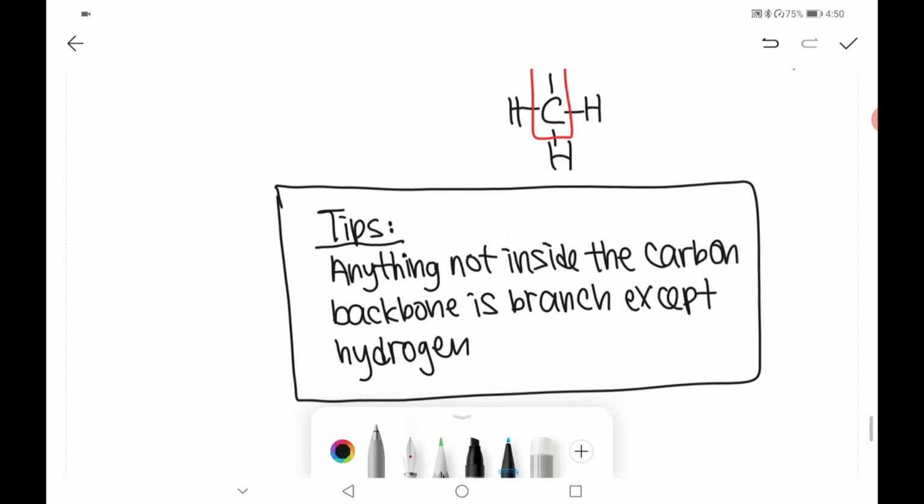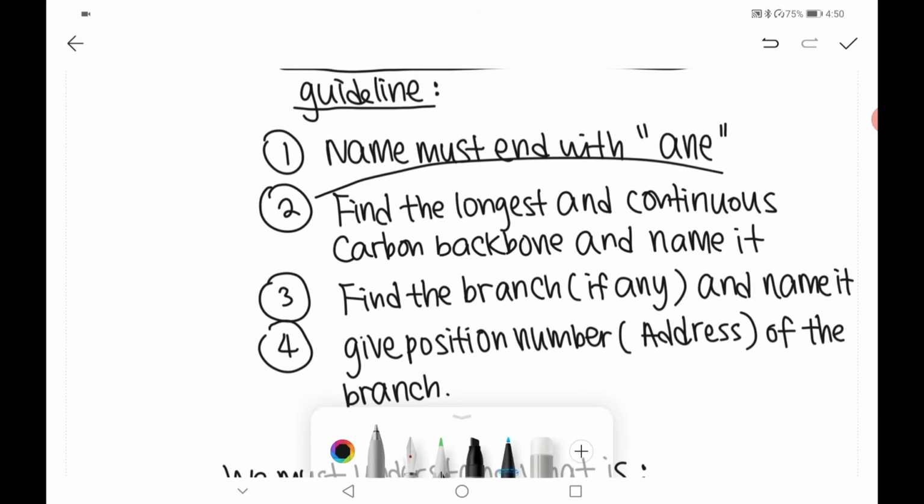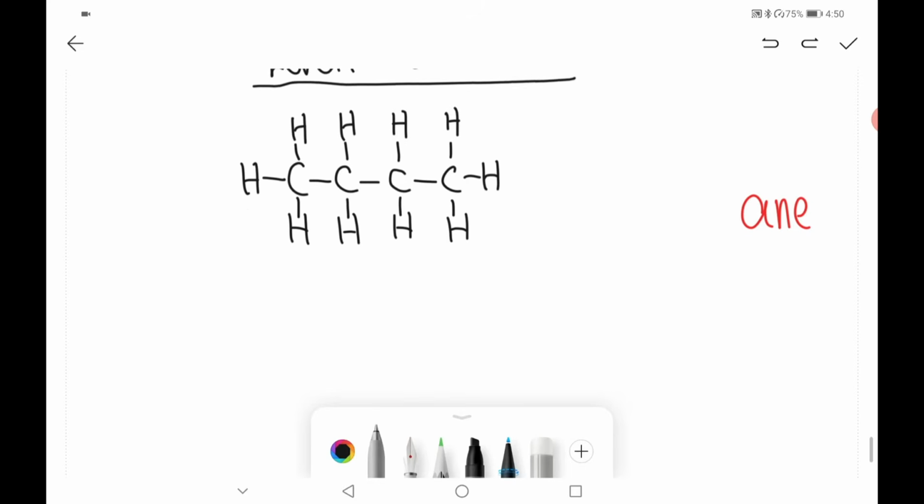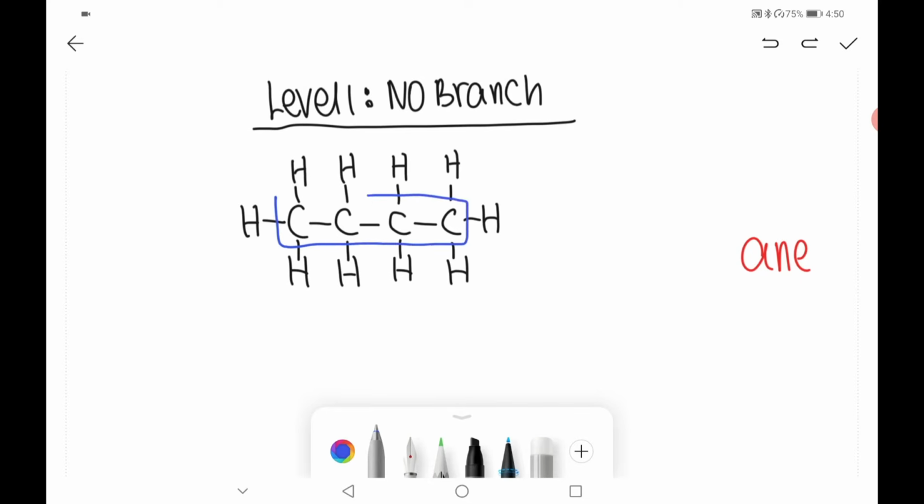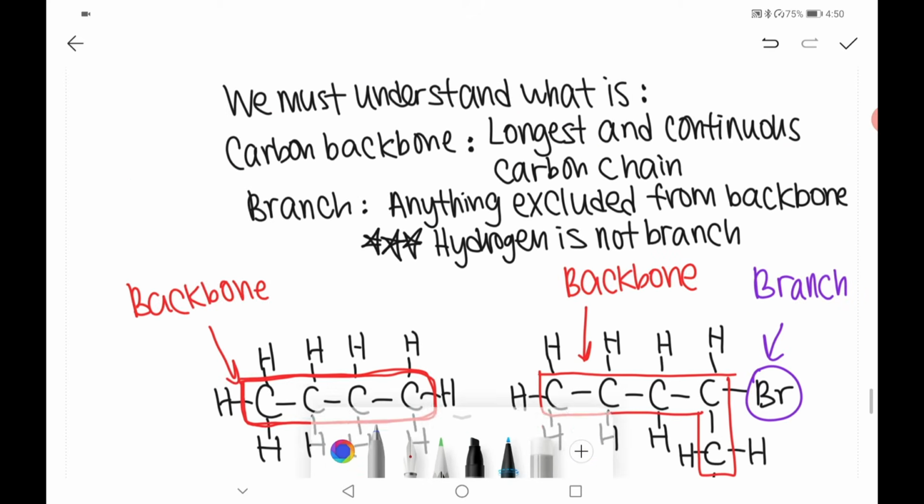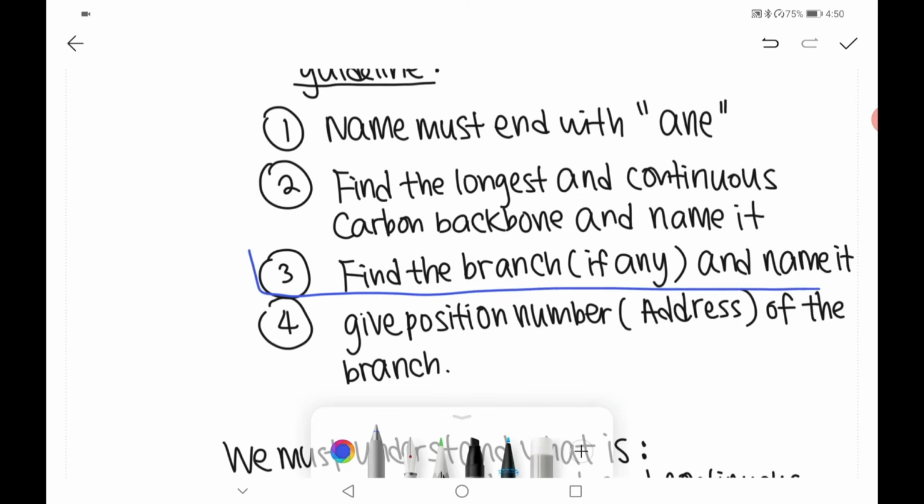After that, look at step number 2. We need to find the longest continuous carbon backbone, and we need to name it. The longest continuous carbon backbone has 4 carbons, right? So our longest chain is 4 carbons. 4 carbons: mama eat papaya, but. So 4 carbons is but, butane. Step number 3: find the branch, if any. Do we see any branch in this example?